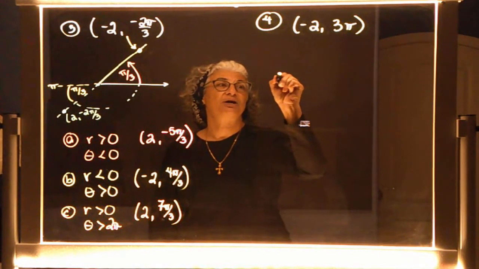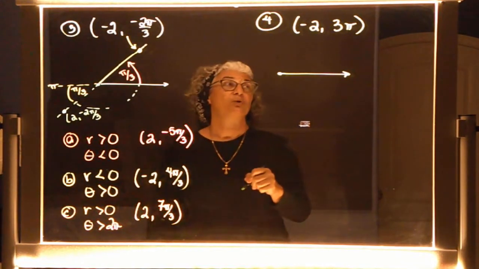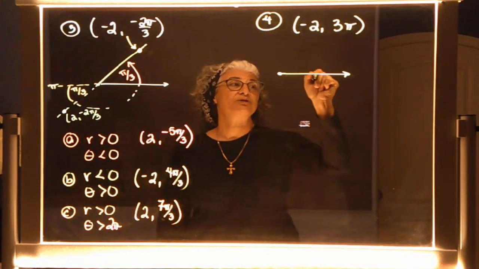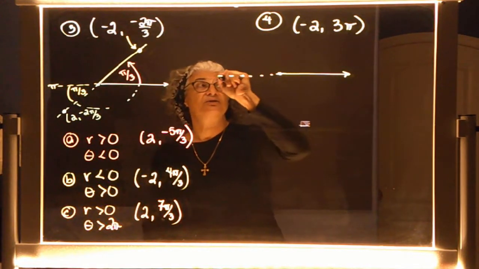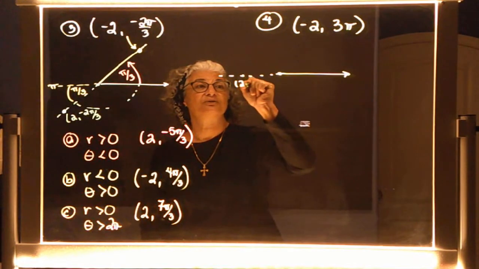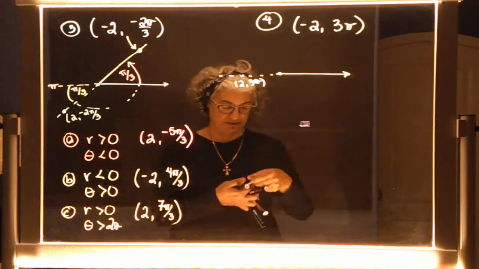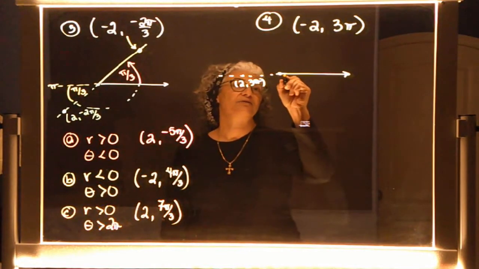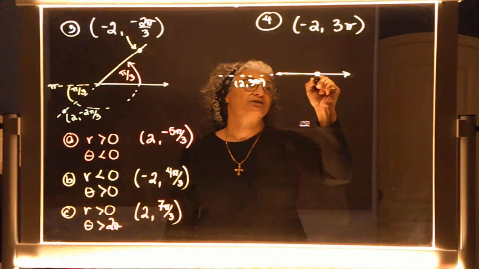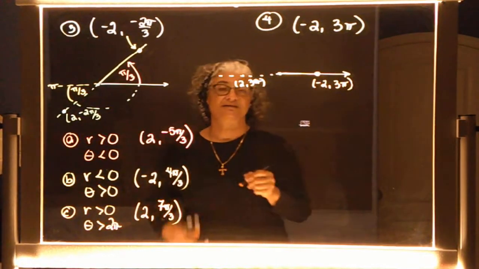So they want us to plot it. So there's the pole, there's the axis, right? We're going to go 3 pi. Well, that's one rotation around the circle, and then it should have ended up over here, right? With a distance of 2. But they didn't want to be over there because the r was negative, which means right here is where the negative 2, 3 pi is.